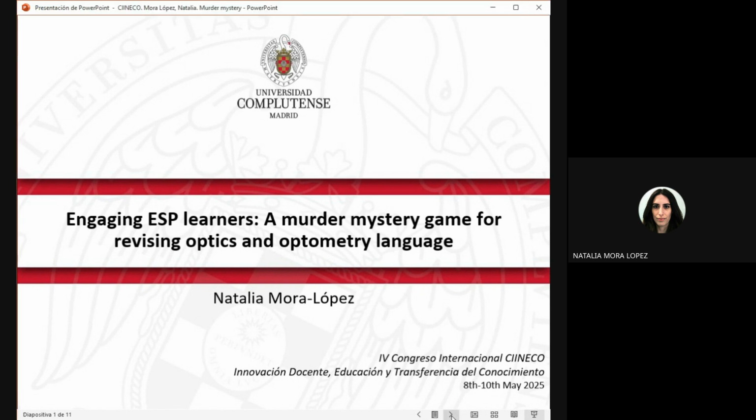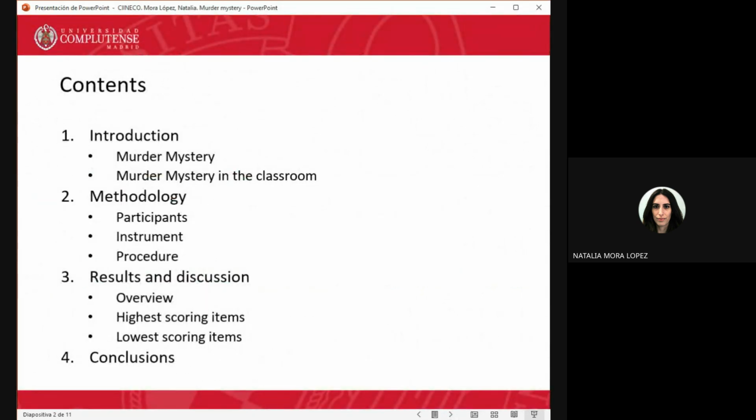Today we're going to talk about what a murder mystery is and how to use it in the classroom, then talk about the case study, the application, the implementation of this murder mystery in my class. We're going to see the participants, the instrument, which is the questionnaire to collect their opinions, and then the procedure, and then finally the results and discussion of this questionnaire.